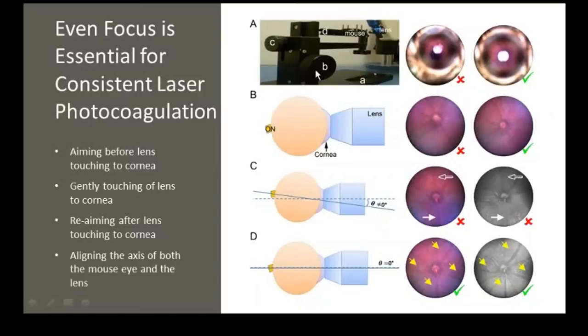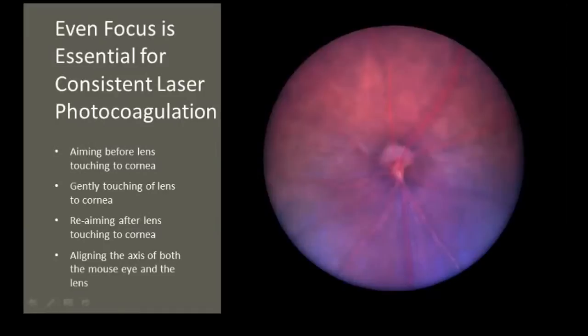Then the lens should be slowly advanced by turning a knob under the microscope until it gently contacts the cornea. There is usually a tiny movement of the eye because of the touching, so the optic nerve head should be repositioned in the center of the visual field as described above. After that, adjust the lens focus until nerve fibers can be observed.